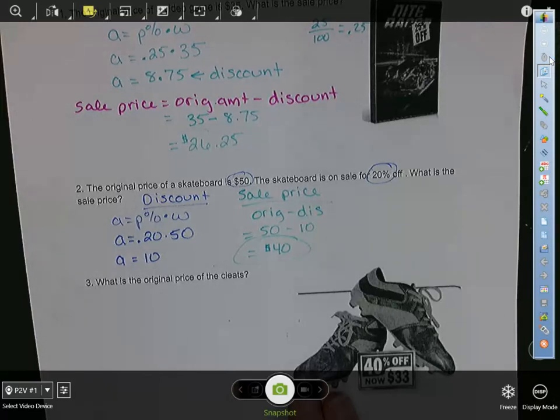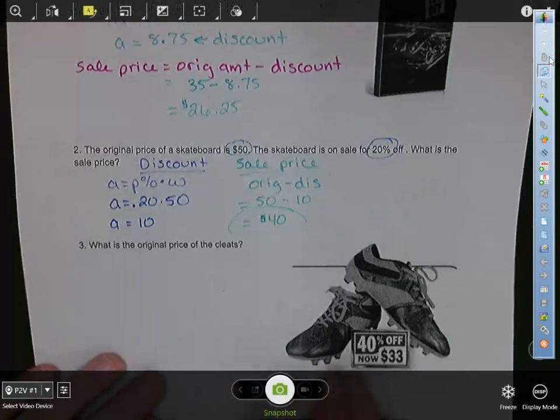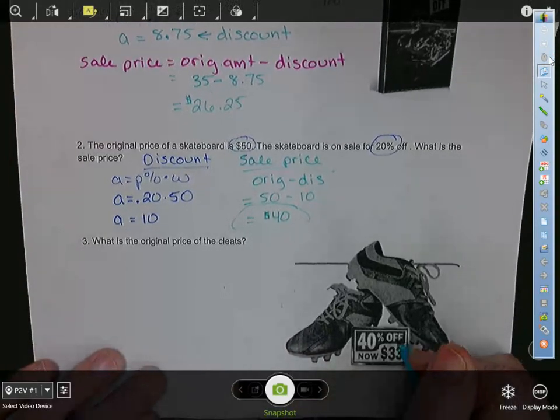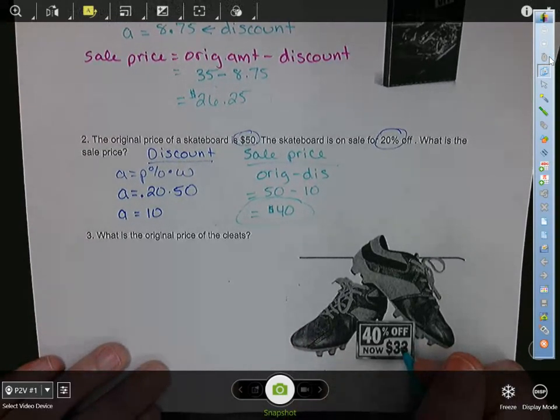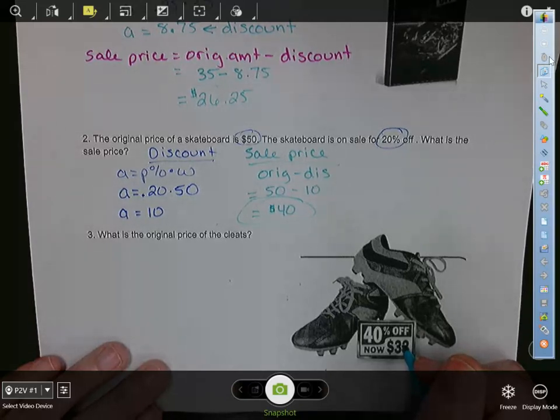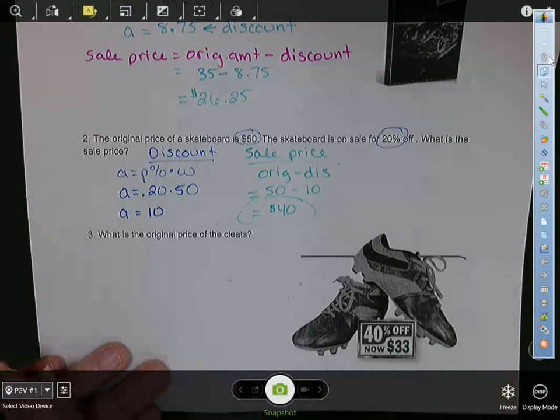All right, next question. It says, what is the original price of the cleats? Well, it says it's 40% off and the sale price is $33. So I need to figure out how much the discount was, because I know it was 40% off and I know that the new price is $33. So I've got to figure out what the original price was.